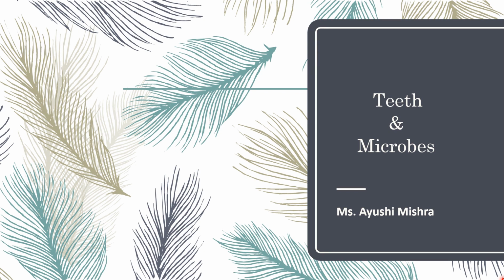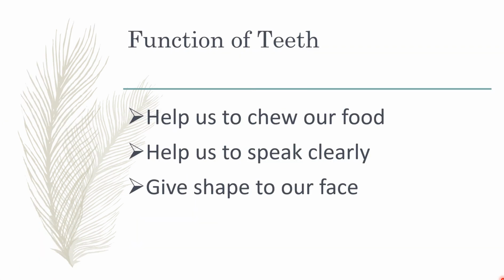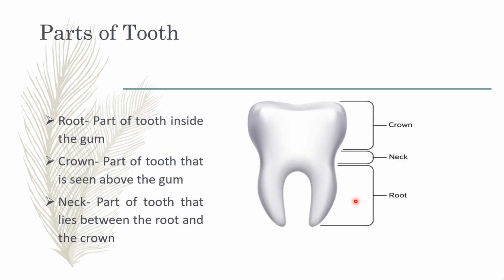Teeth are present inside our mouth. They are fixed with gums in each jaw. The root of tooth is inside the jaw and below the gums. The main functions of teeth are that they help us to chew our food, to speak clearly, and they give shape to our face.